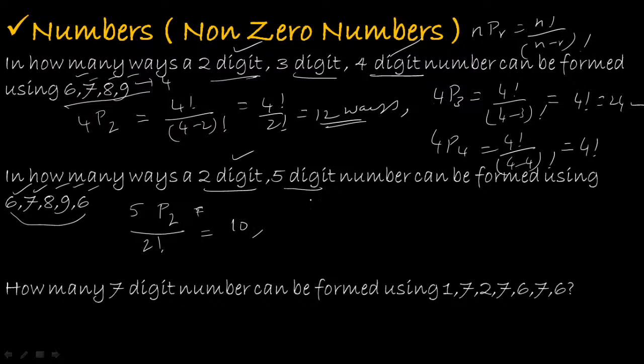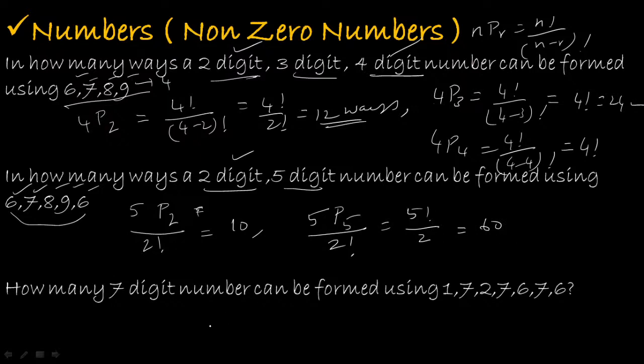Next, in case of a 5 digit number, you have 5 and taking all at a time, 5P5. Since the digit 6 repeated 2 times, you have to take it in the denominator. So 5P5 divided by 2 factorial. Simplifying this, 5P5 is 5 factorial divided by 2, you get 60, that is 5 factorial is 120, and if you divide by 2 you get 60.